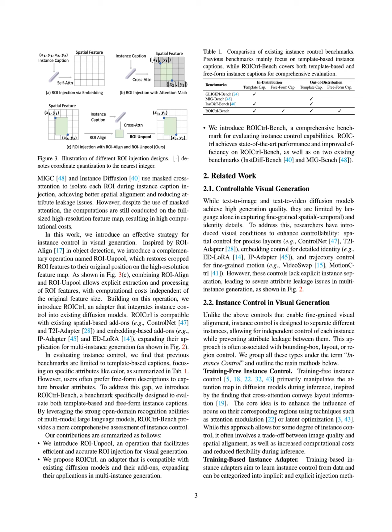The ROICtrl method integrates instance captions into diffusion models by utilizing a novel operation called ROI unpool, which is essential for effective instance control in visual generation. The core steps of ROI unpool involve restoring cropped region of interest (ROI) features back to their original positions on the high-resolution feature map, allowing for detailed decoding of fine-grained visual elements.